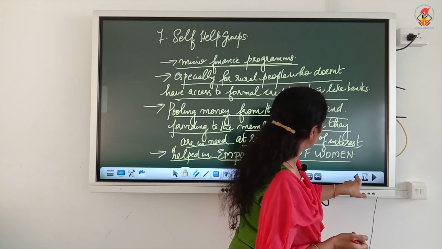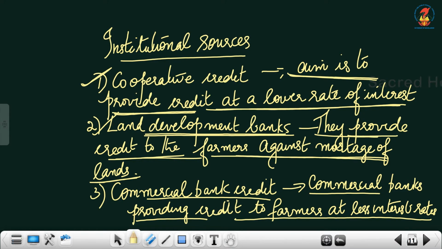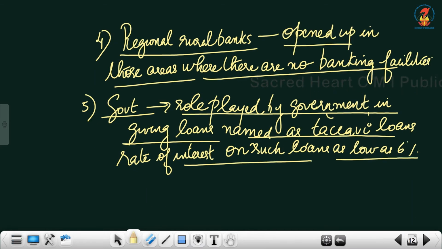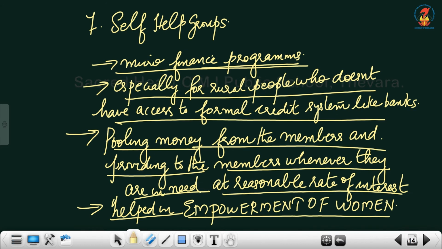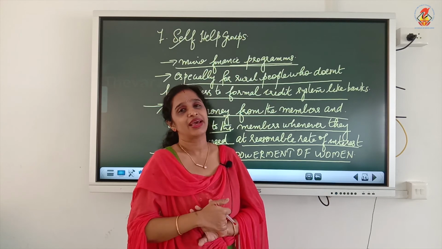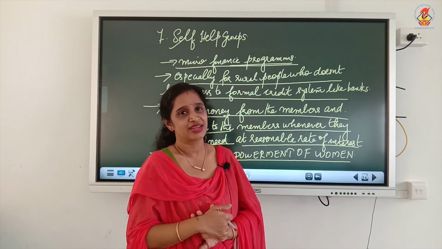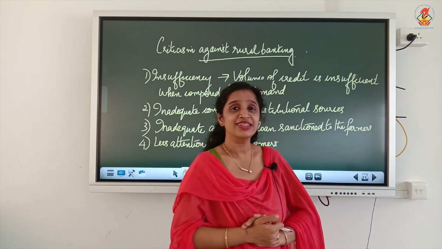So once again I can show all the points to you. Institutional sources of credit consist of cooperative credit, land development banks, commercial bank credit, then regional rural banks, government and NABARD, and finally self-help groups. Now, in spite of all these institutional sources, the credit facilities are still lagging in rural areas. Let us see what are the problems faced by the rural people regarding the credit facilities.